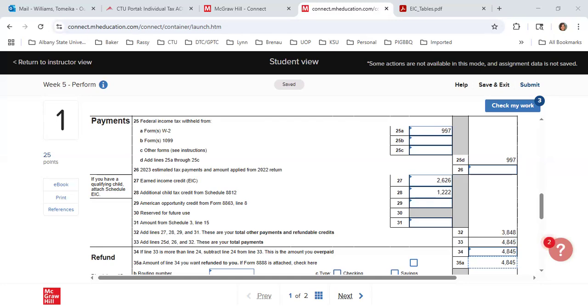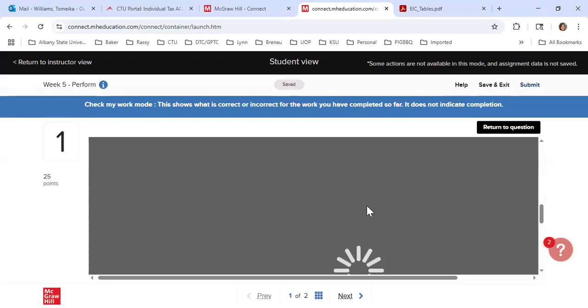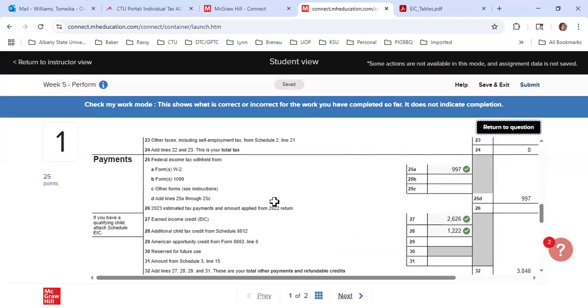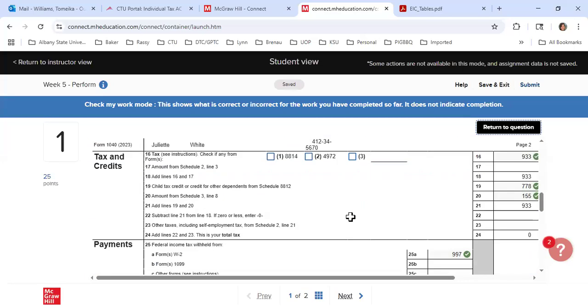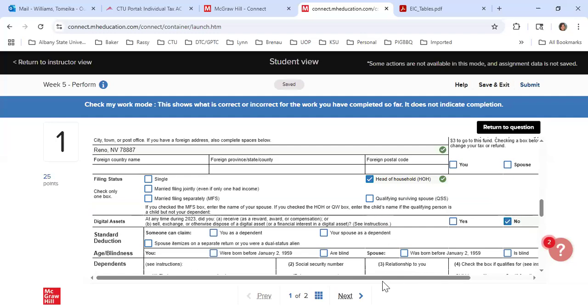Okay, thank you for confirming that you have that. I'm going to check my work on my end and see if there's anything to correct before we go to the next problem. Hopefully there's no box unchecked or something like that. And it is not complete. So let's see if we can locate the problem really quickly.